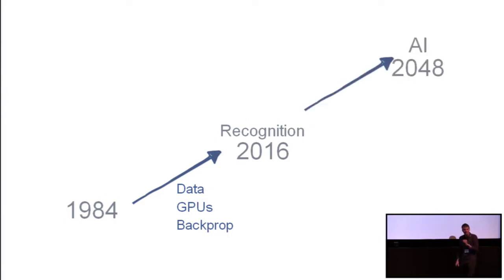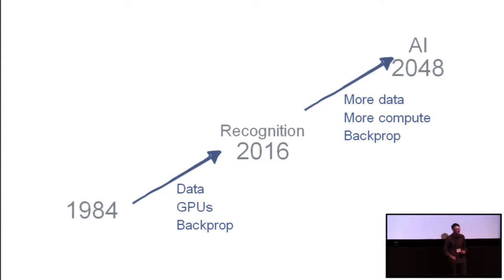But now we're in 2016, and we find ourselves asking the question, how are we going to solve AI? Which direction do we need to go in to solve AI? Well, the answer is obvious. All we need is more data, more compute, and apply backprop. And this is exactly what we've done the last few years.